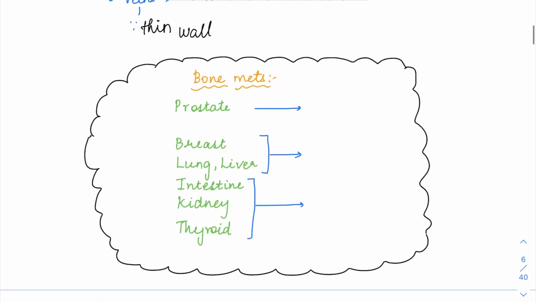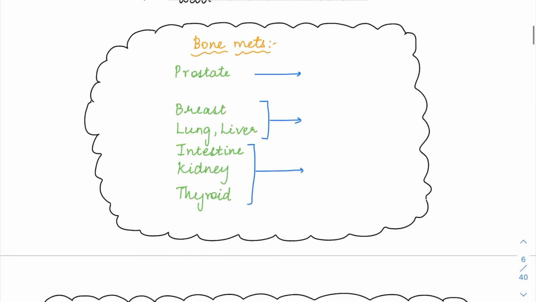There are certain tumors which are prone to going into the bone. Okay, so metastasis will go into the bone via this hematogenous spread. We have a mnemonic again to remember this. You can use the mnemonic: Please bring limited lunch kit. Okay. This is the mnemonic we use.